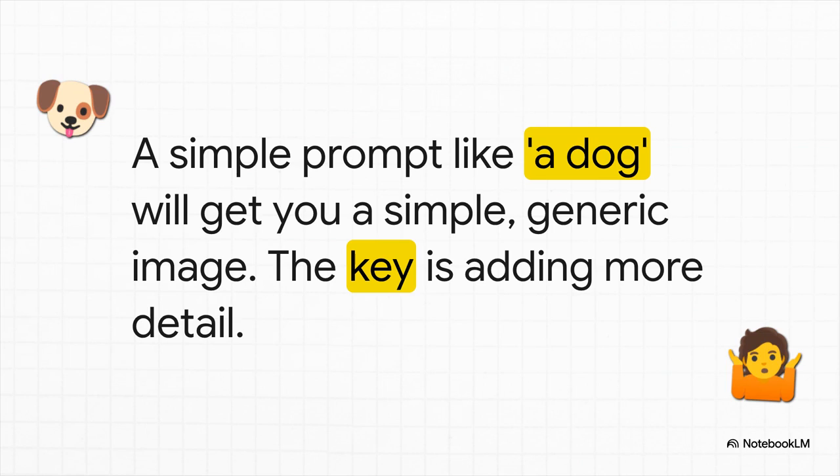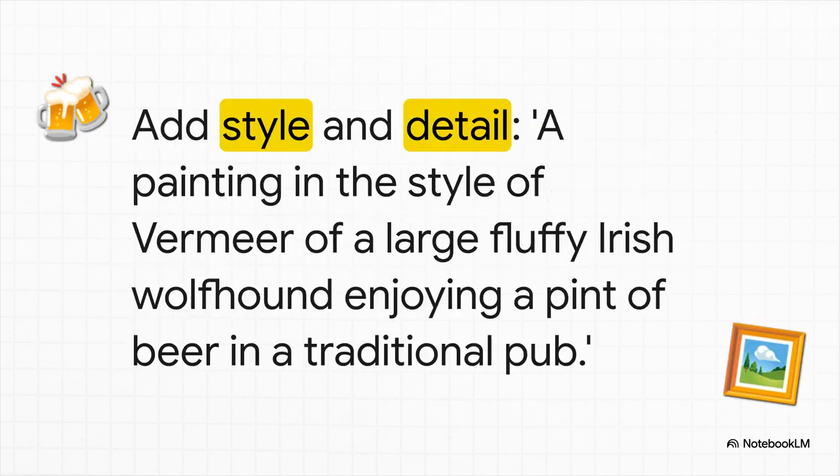For example, if you just type in a dog, well, you're going to get a dog. It'll be fine. It'll be a picture of a dog. But it's not going to be very exciting, is it? But what if you add all those layers we talked about? The style, the setting, the specific details. Suddenly, you get something like this. A painting in the style of Vermeer of a large, fluffy Irish wolfhound enjoying a pint of beer in a traditional pub. I mean, come on, that is a world of difference. And it just goes to show you are the one in control here. You're the one with a vision.